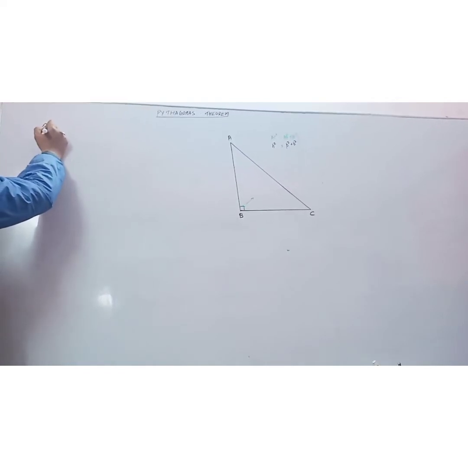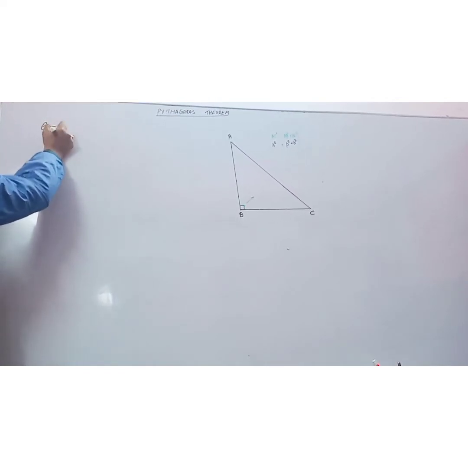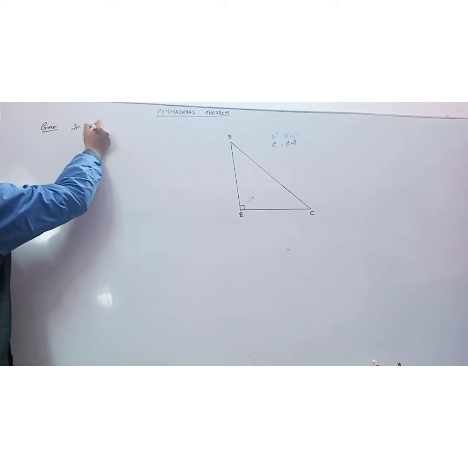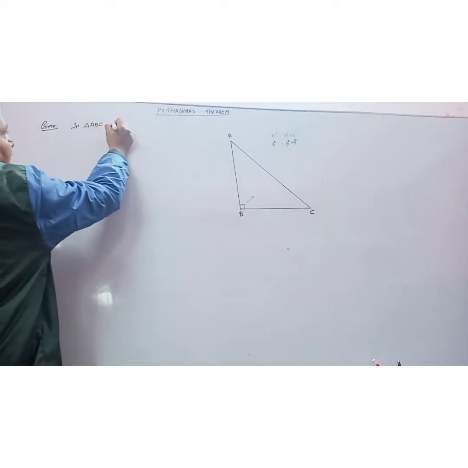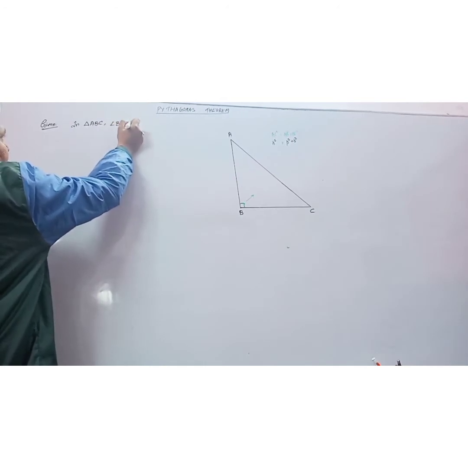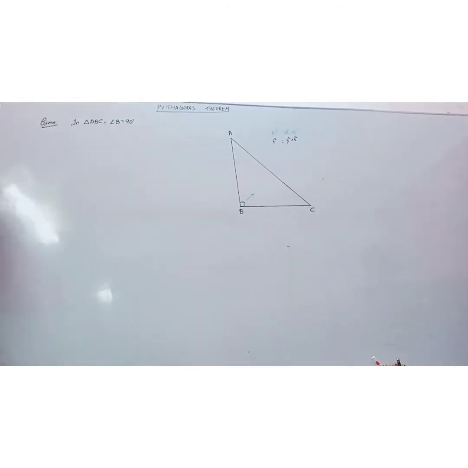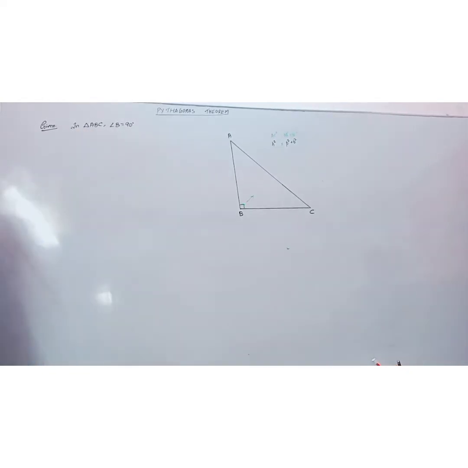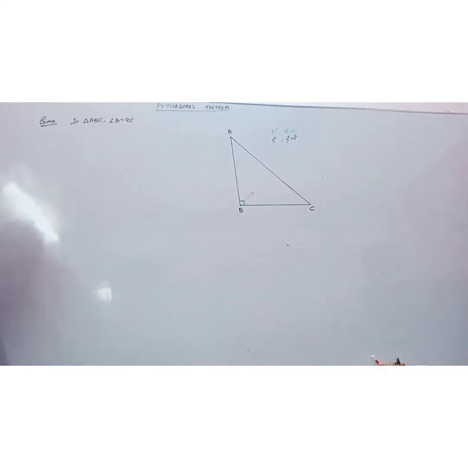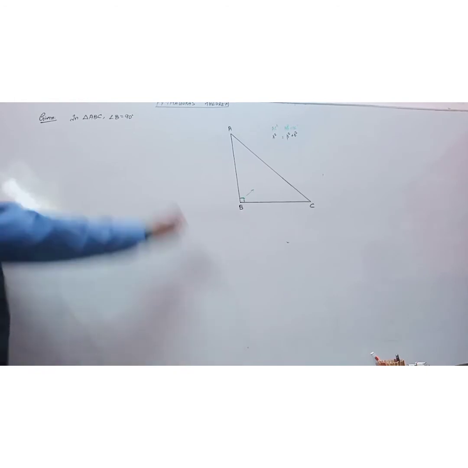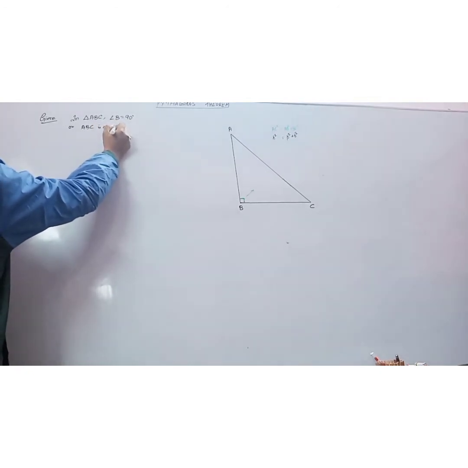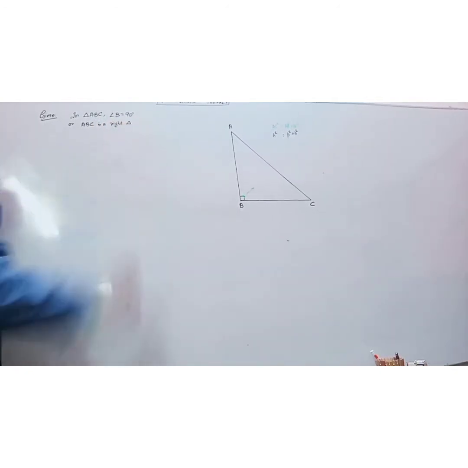First of all, given. How will we prove it? Given: in triangle ABC, angle B is equal to 90 degrees. Now in triangle ABC, if I write angle B is equal to 90 degrees, therefore ABC is what? A right angle triangle, isn't it? ABC is a right triangle or right angle triangle.